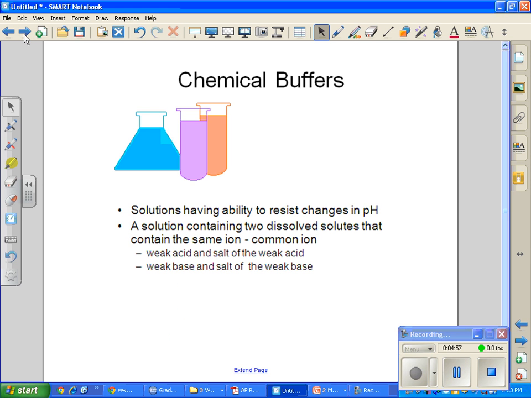Buffers. They do mention buffers a lot. You need to know the definition. A buffer is a solution that resists changes in pH, either up or down. So you can add H plus or OH minus to it, and it resists changes in pH. Buffers typically consist of two things, a weak acid and its salt, or a weak base and its salt. That's what you're looking for. They commonly have you identify buffer solutions on the exam.